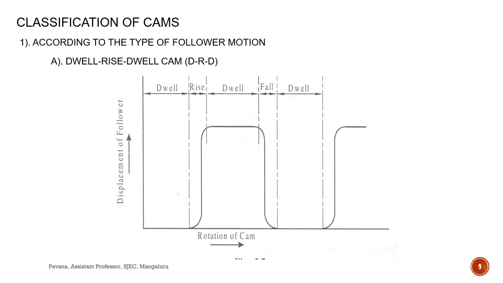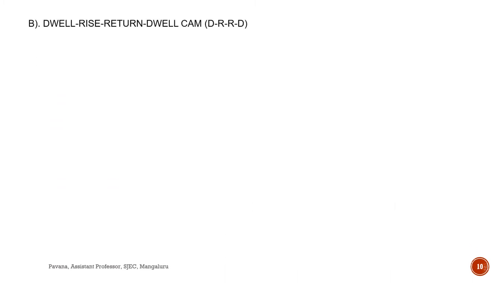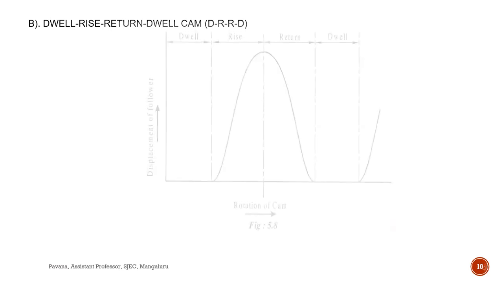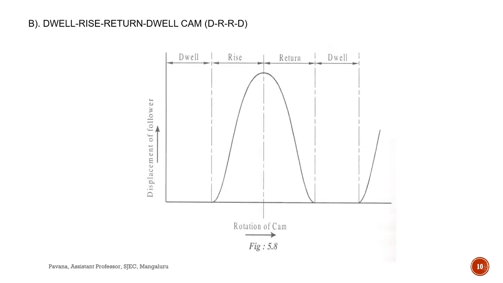So this is how the graph looks, the displacement diagram. Okay, so first we have dwell, then the rise, again dwell. So if this type of motion we have, this is how the displacement diagram looks. So if the cam is moving, dwell, rise, return, dwell. So the graph looks like this: first the dwell, then rise, then return, again constant, again rise. This is how the graph looks.